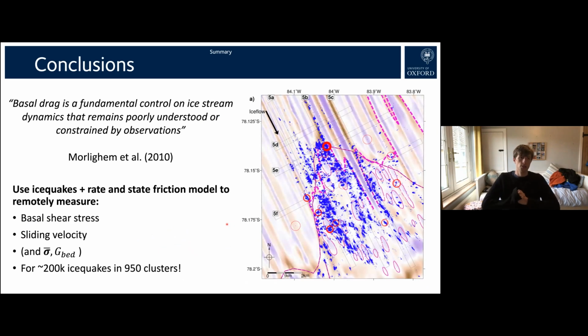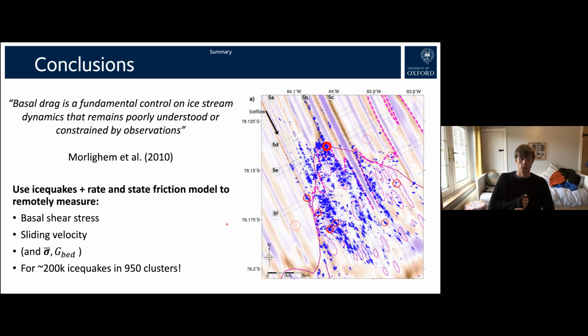So to conclude, we looked at this statement: basal drag is a fundamental control in ice stream dynamics, but it remains poorly understood or constrained by observations. Hopefully, these icequake observations maybe shed some new light on that process and provide some observational constraints, which hopefully can in the future be used as boundary conditions for these numerical models, which is so important for computing sea level rise projections.